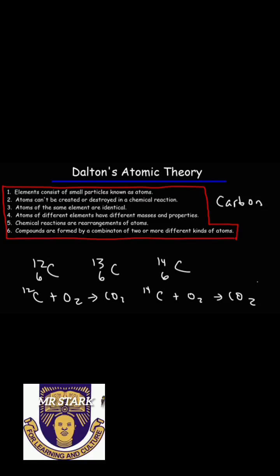He also believed that chemical reactions are simply rearrangements of atoms, and that compounds are formed by a combination of two or more different kinds of atoms. So that's a basic summary of John Dalton's atomic theory.